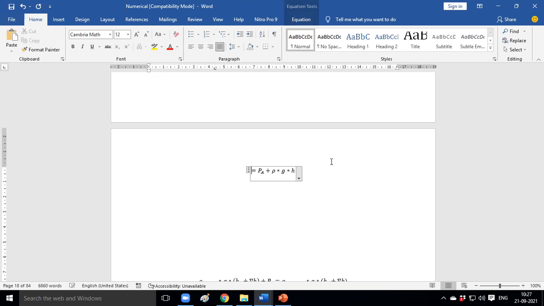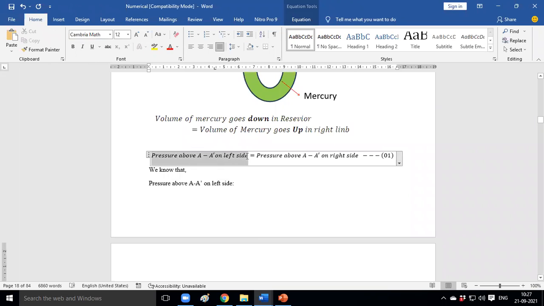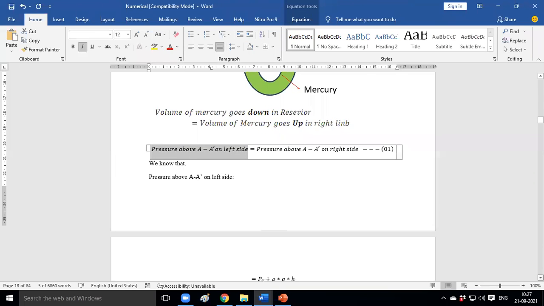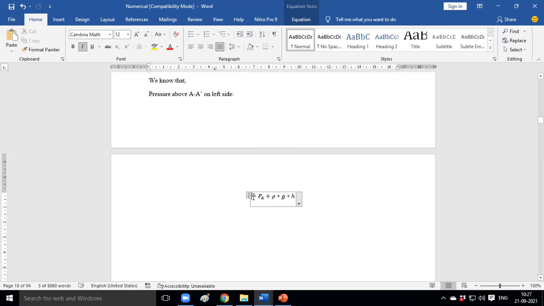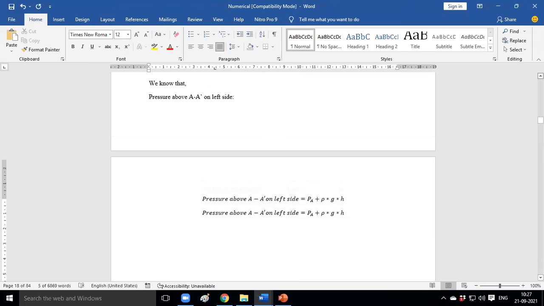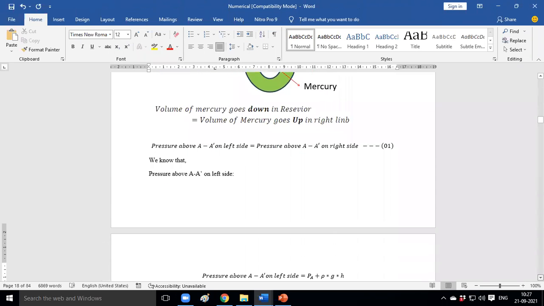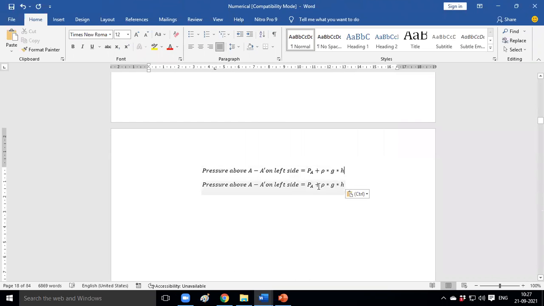What does this P represent? Pressure above A dash on the left side. So tell me the values. The level difference is 10 centimeter. What is the value of P A? We need to find P A, the pressure in the pipeline. So we need to put the value of rho.